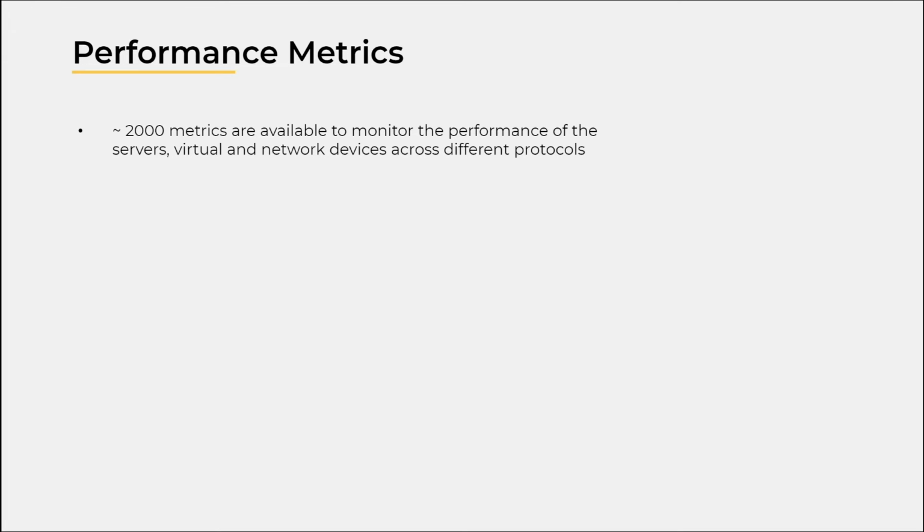Let's begin with the performance metrics we have in OpManager. We have almost 2000 plus metrics available to monitor any type of performance metric for any of the devices you have monitored, like servers, virtual devices, and network devices, across multiple protocols like SNMP, CLI, VMware API, and also WMI. The critical ones are automatically assigned to those devices immediately after discovery, based on the type of the device, with the help of device templates.